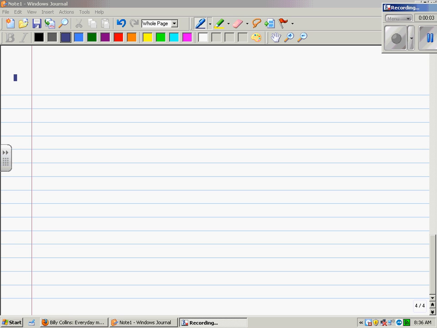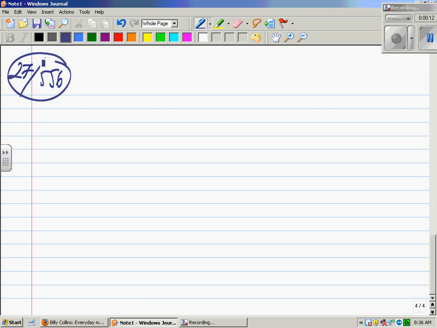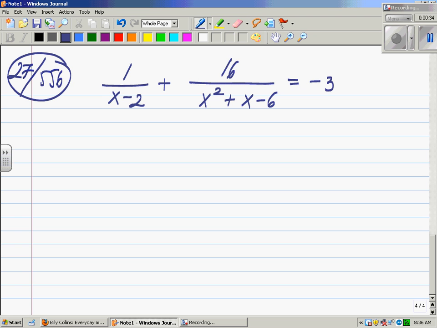Problem number 27. Same page, 556. Solve the following equation: 1 over x minus 2 plus 16 over x squared plus x minus 6 equals negative 3.